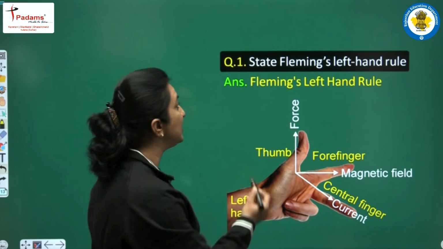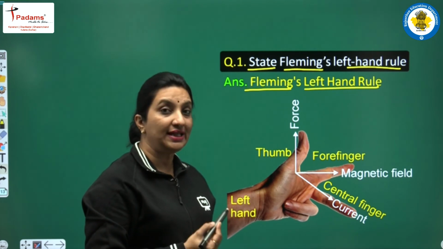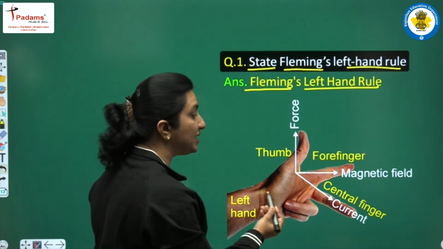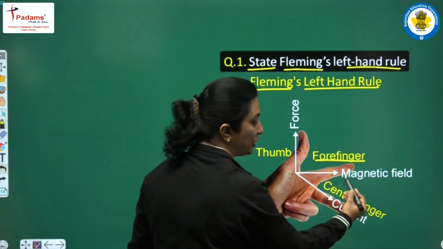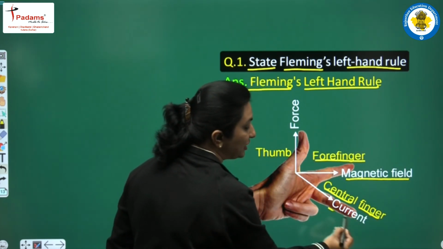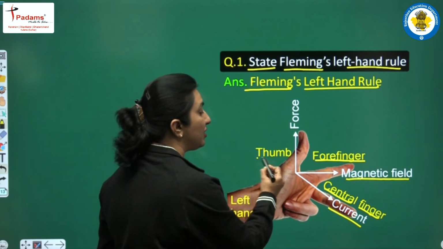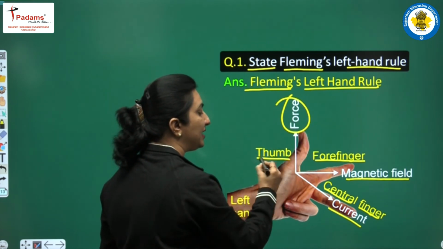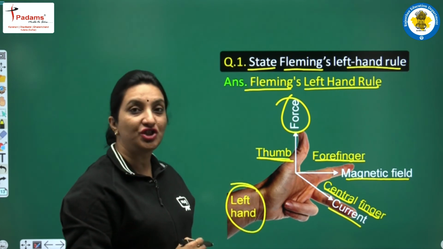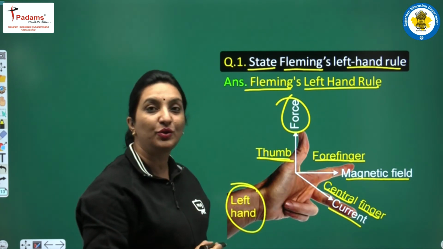The first question is, students, state Fleming's left hand rule. Today we recalled this Fleming's left hand rule and we also used it to calculate the direction. What we know is, students, that if the forefinger is pointing towards the magnetic field and the central finger or the middle finger is pointing towards the current in the current carrying conductor, then the direction of force will be given by the direction of the thumb. And here students, keep in mind that we have to stretch the fingers of the left hand and they must be mutually perpendicular to each other.